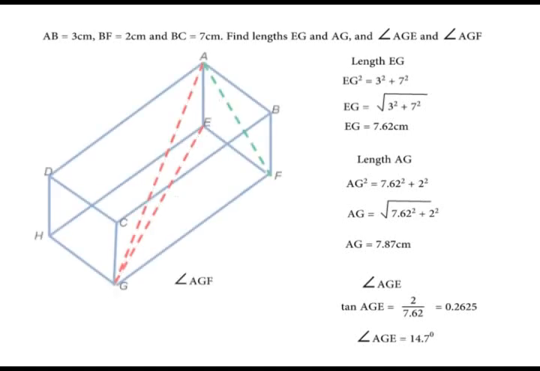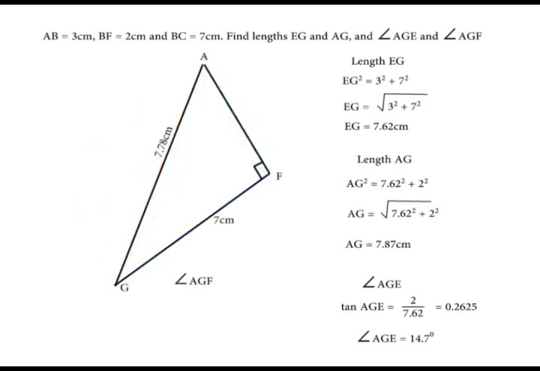Finally, angle AGF. This looks a bit tricky, but if you look at it clearly, line EF and GF are perpendicular. It means therefore that plane ABFE with the green line is perpendicular to the line GF, and so any line on that plane is perpendicular to the line GF. And therefore AGF is a right angled triangle. If we isolate it, this is it.